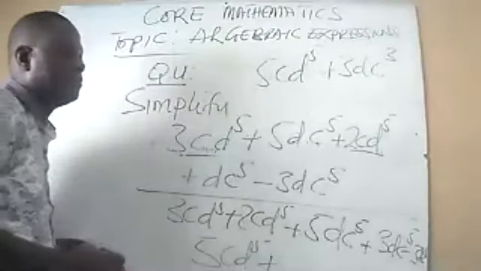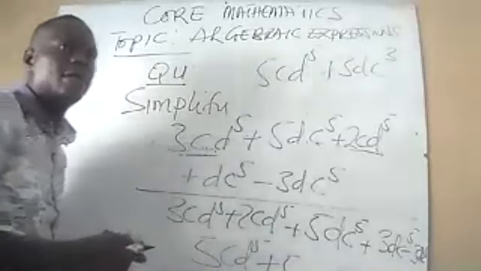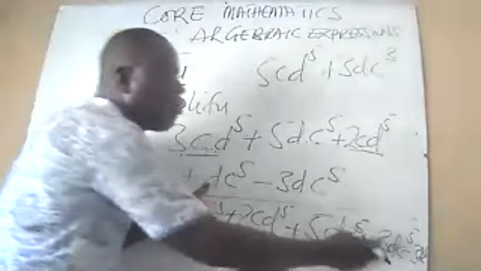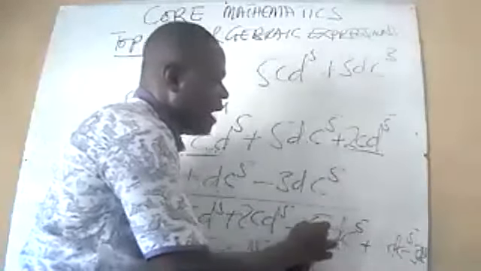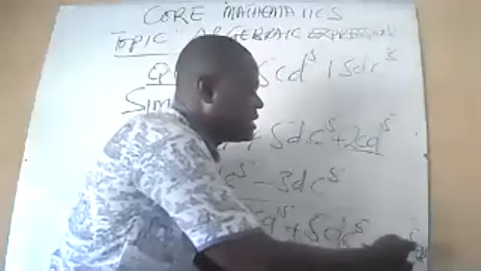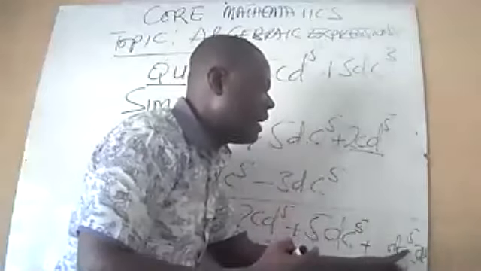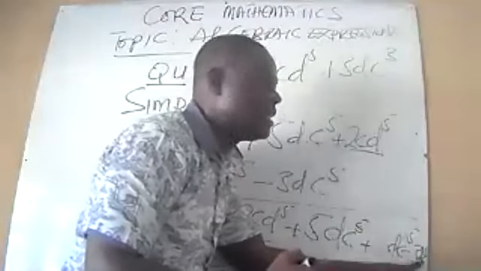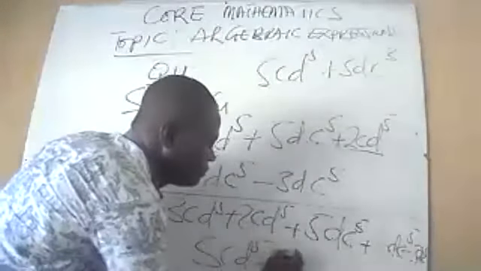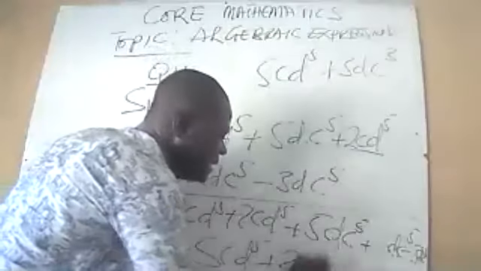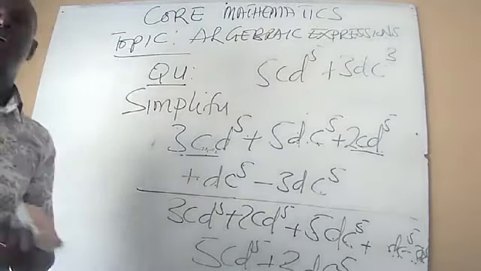Sorry, it's not 3, it's rather 1. This is 5dc exponent 5 plus dc exponent 5, which will be 6dc exponent 5. Then minus 3dc exponent 5, and that will give us 3dc exponent 5. And that should be our answer.